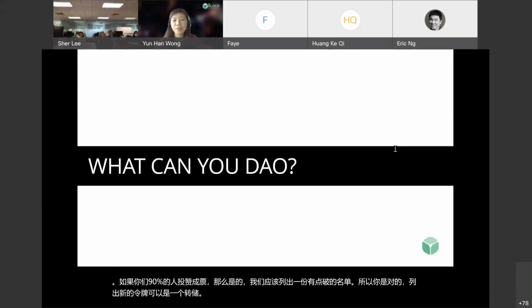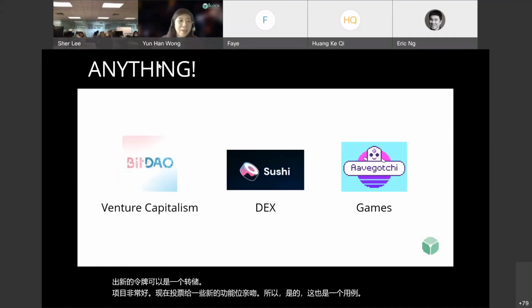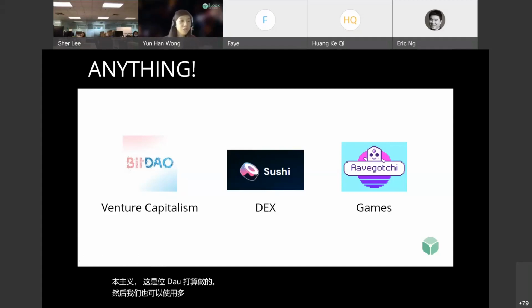Item, very good. Vote for some new features in the BitDAO case. So yes, this is also a use case. Very good. And here are more use cases, like what Item said, like what Kay said. We can use a DAO for venture capitalism, which is what BitDAO aims to do. And then we can also use a DAO for exchanges. For example, SushiSwap, they have a Sushi token. If you are a holder of the token, you are able to vote for protocol decisions.